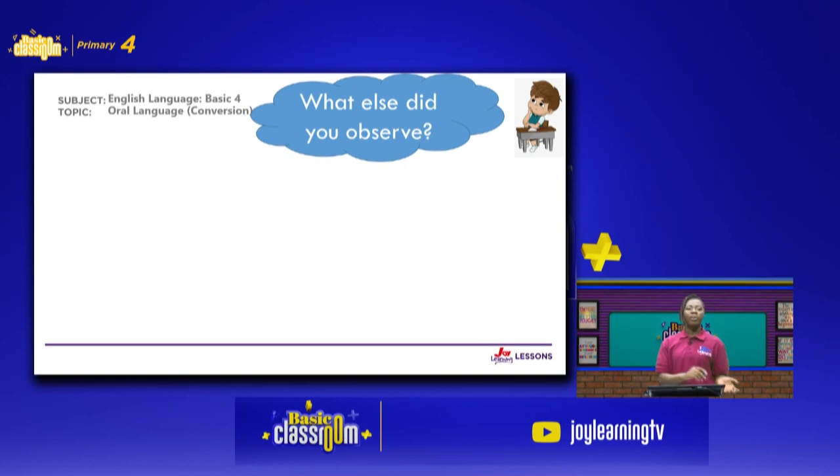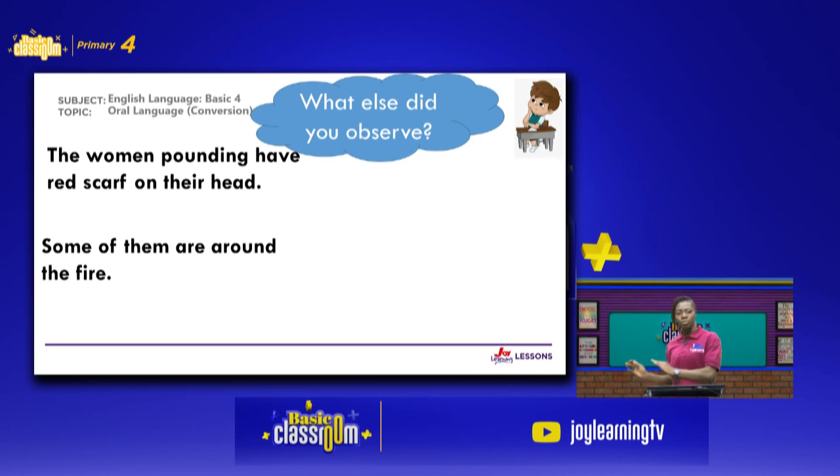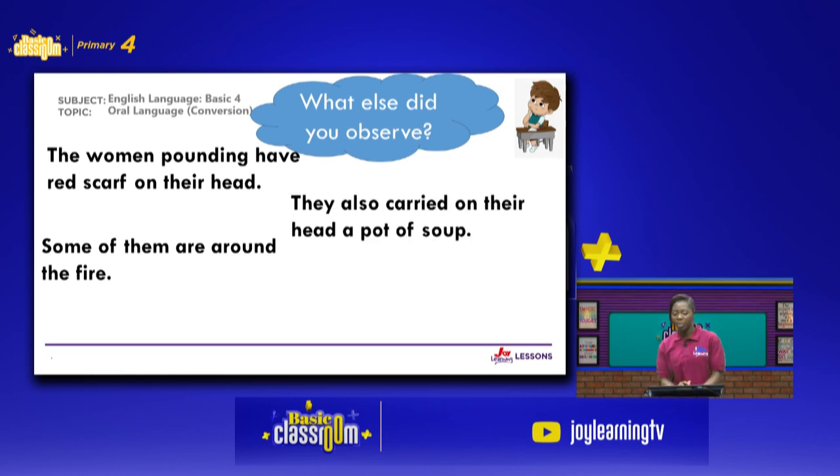Now, apart from the women, the men, and all that, what different thing did you also observe in the video we just watched? Now, these women that were pounding the kpokpo, you could observe that they had a red scarf on, unlike the other two sets of women that we have talked about. They also had some of them around the fire where they were preparing the soup. We had some sets of women around the fire where the soup was being prepared.